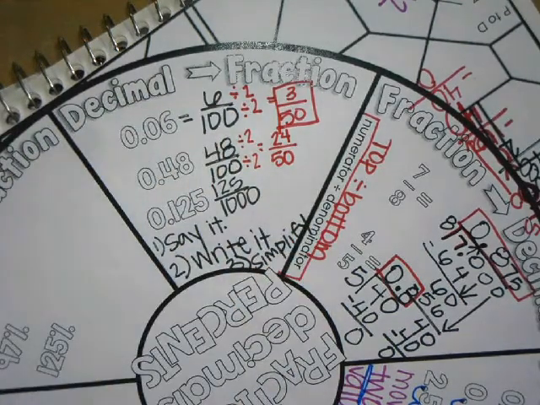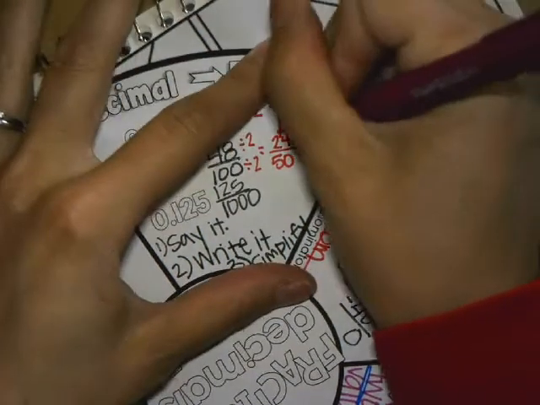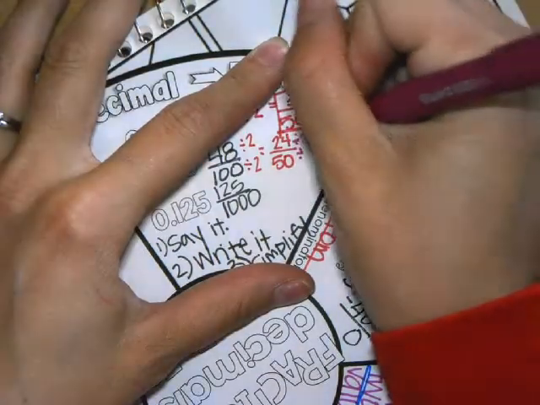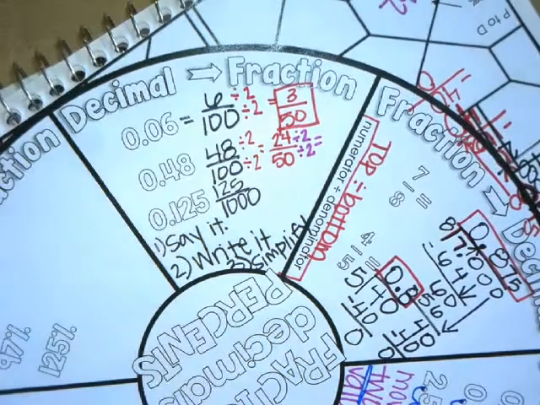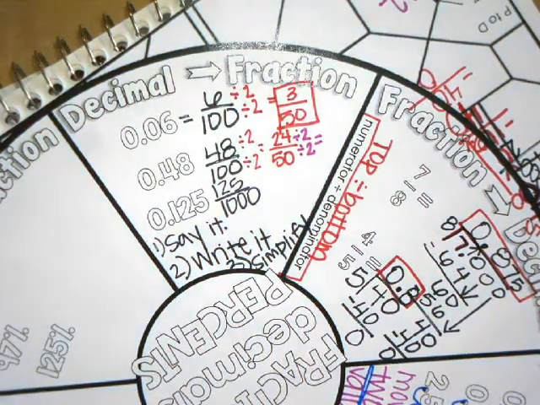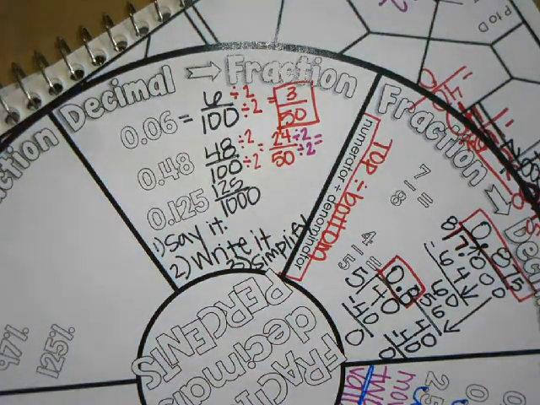Oh, you can divide it by 2 again. I can divide it by 2 again, which means that's what I'm going to do. I'm going to divide it by 2 again. I'm going to keep going until I can't simplify it anymore.